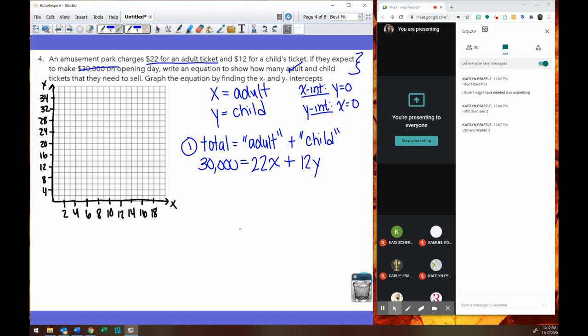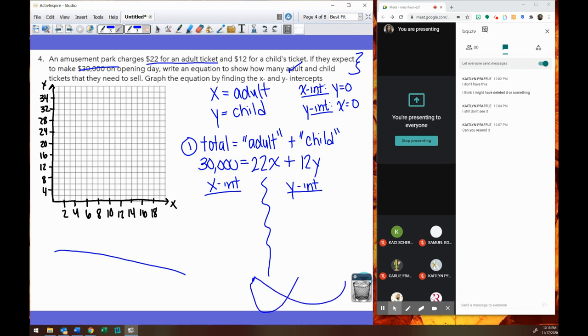So we're going to take this equation. We need to figure out what the x-intercept is and what the y-intercept is. And we're using the knowledge here that for your x-intercept, y is 0, because I'm crossing the x-axis here. So if this is my equation, and my x-intercept, y always has to be 0, so we can plug a 0 in. And say 22x plus 12 times 0. Finding my x-intercept by plugging 0 in for y.